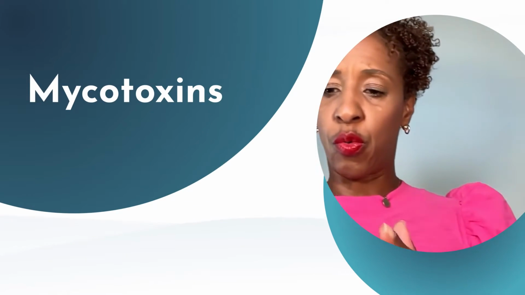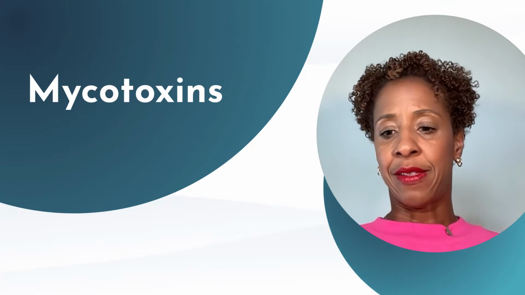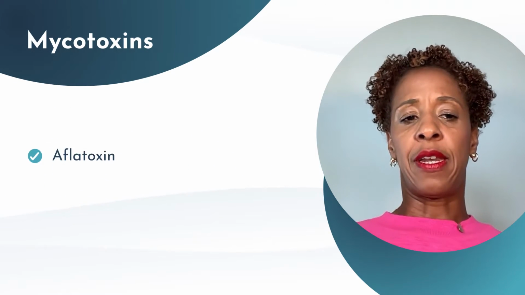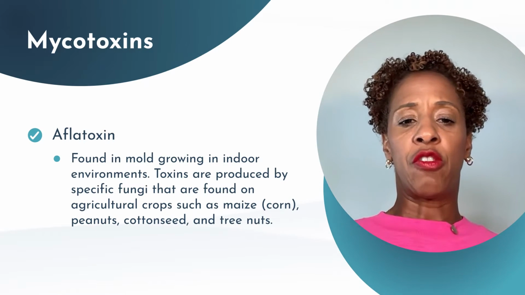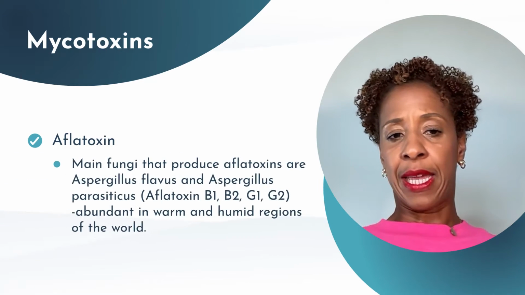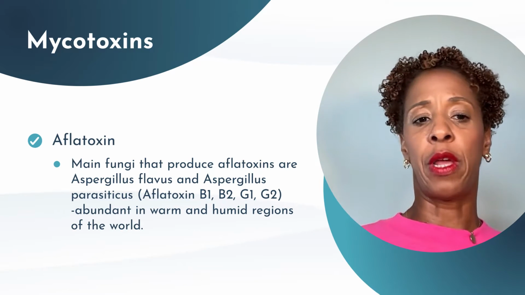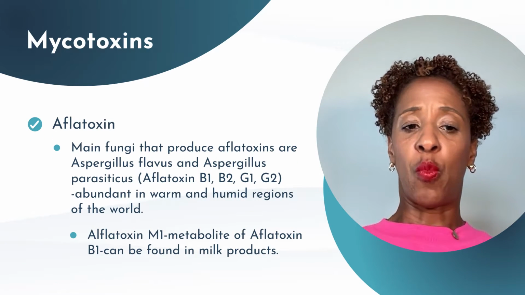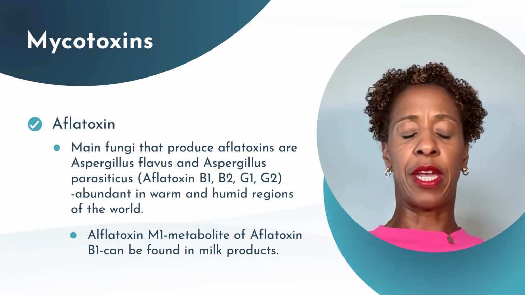Let's get into what the specific mycotoxins are. We just went through some of the more common molds. These are some of the more common toxins that are produced by these molds. This first one, aflatoxin, is found in mold that grows indoors. It's basically found on maize or corn, peanuts, cottonseed, and tree nuts. Again, Aspergillus is a big player here, and it's found in warm, humid environments. It needs that moisture. There is also aflatoxin M1, a metabolite of aflatoxin B1, which can be found in milk products.